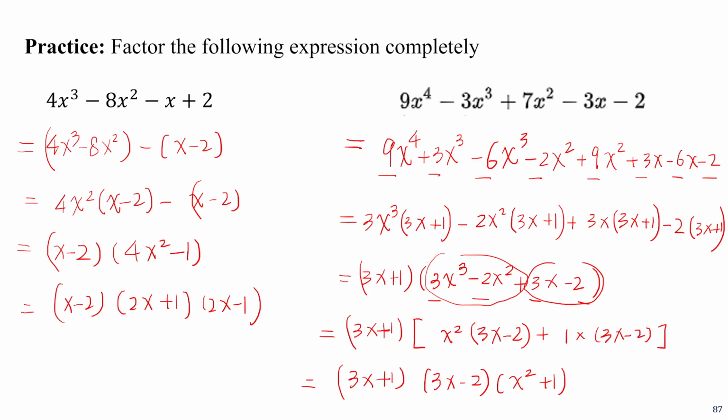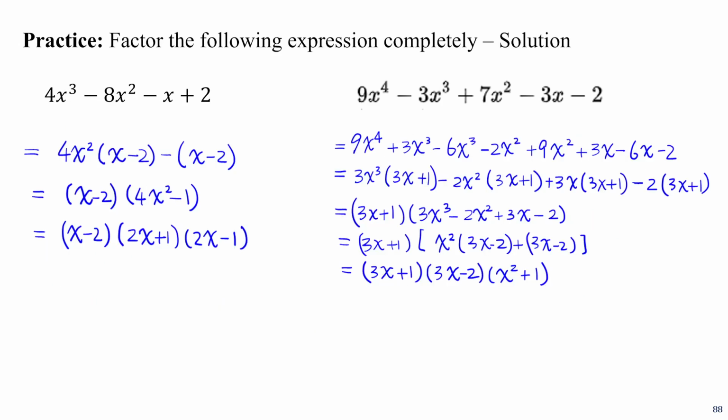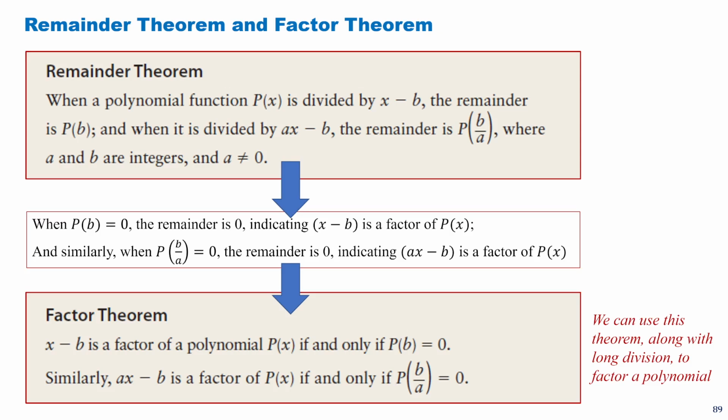Okay, then let's go to the next method. If none of these methods work, we can go to the next method. In polynomial functions, we have the remainder theorem and the factor theorem. First, the remainder theorem states that when a polynomial function p(x) is divided by x minus b, the remainder is p(b). And when it's divided by ax minus b, the remainder is p(b/a), where a and b are integers and a is not 0.